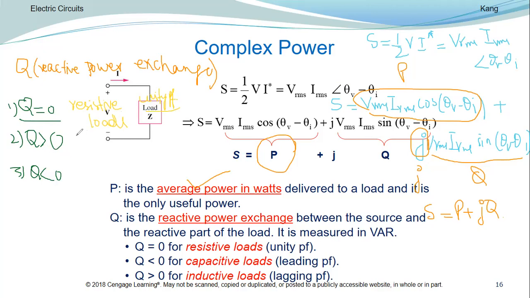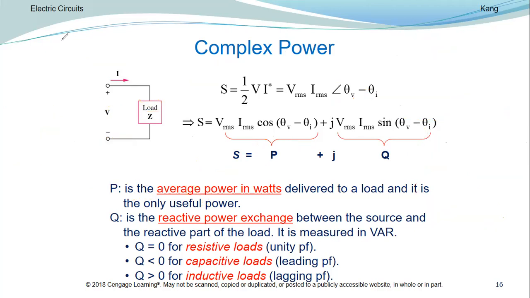When Q is greater than 0, it is for capacitive loads, and it is leading PF. When Q is less than 0, it will be the inductive loads, which is basically lagging PF, meaning the complex power. So this is all about the complex power.